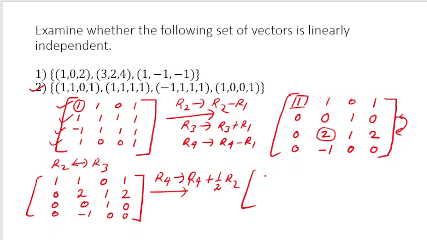This will give me 1, 1, 0, 1, 0, 2, 1, 2, 0, 0, 1, 0, and it will be 0, right? And this will also become 0, and if you multiply this by half, it will be 1 by 2. So 0 plus 1 by 2 is 1 by 2, and if you multiply this by half, it will become 1. So it will become 1 here.